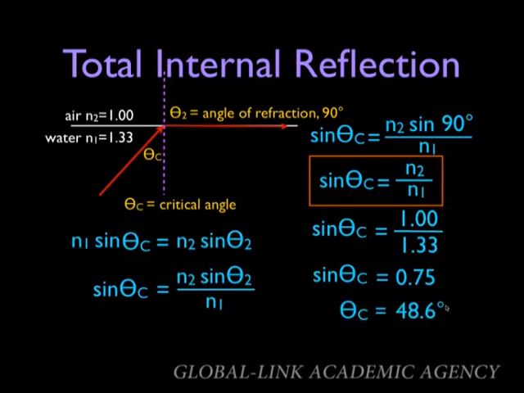So if I shine a light so that it makes an angle with the normal line of 48.6 degrees, it will travel along this boundary. If I increase the angle of incidence to greater than the critical angle, then I will have total internal reflection. That is when all the light is reflected off that boundary. So for a water-air interface, the critical angle is 48.6 degrees and will always be that.